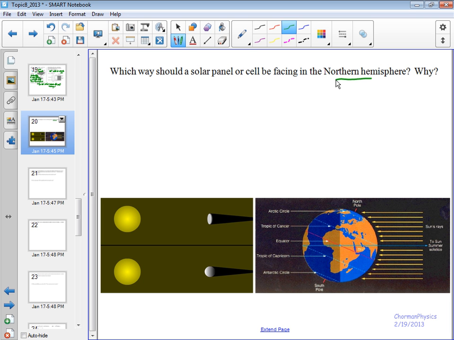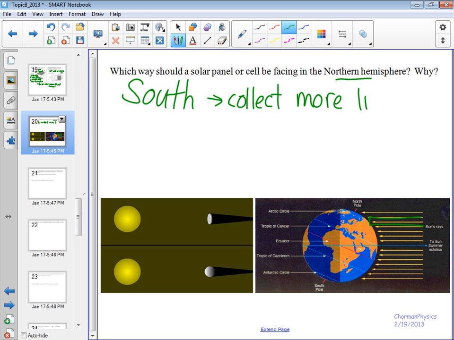Let's say we're in that same location, we face that panel south, so it makes a kind of angle like this. You are collecting this entire area, okay, from the sun, and it's actually flatter, so you're getting a lot more energy. So if you're in the northern hemisphere, you should be facing your solar panels south, okay? We collect more light per area this way.